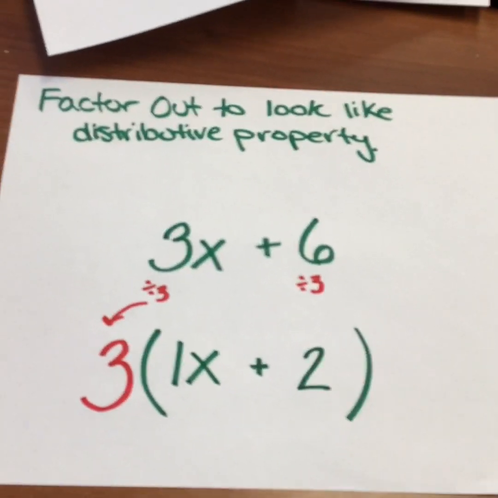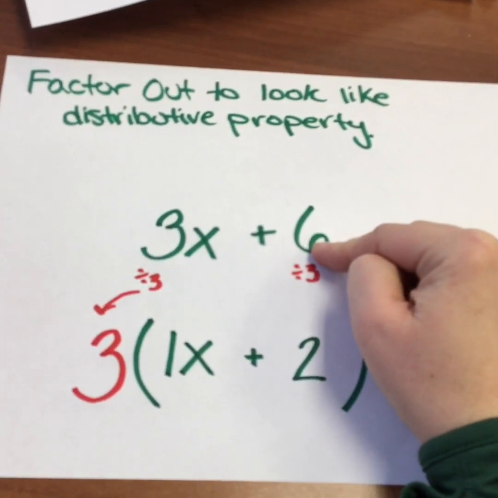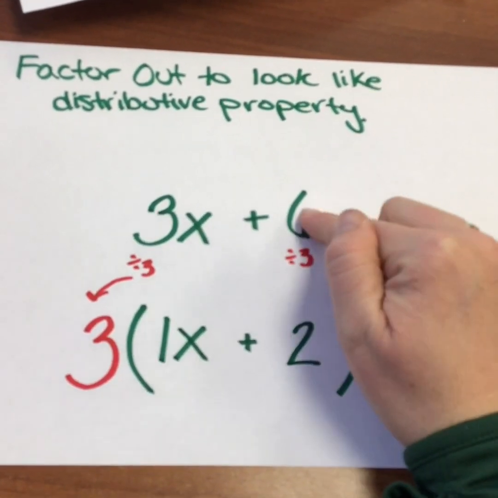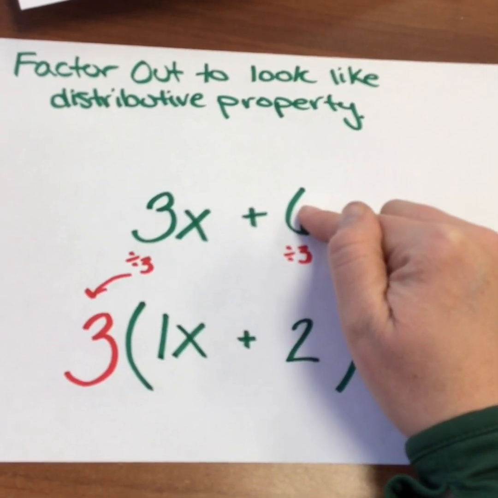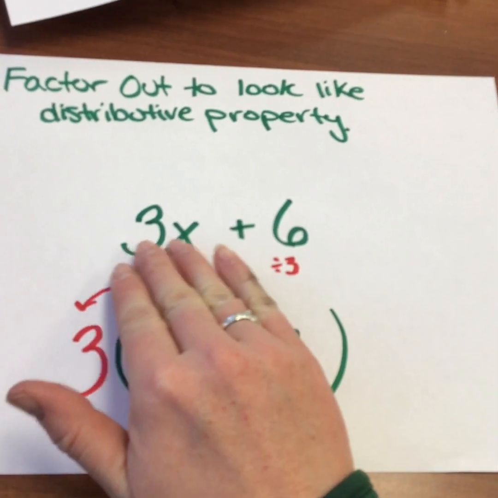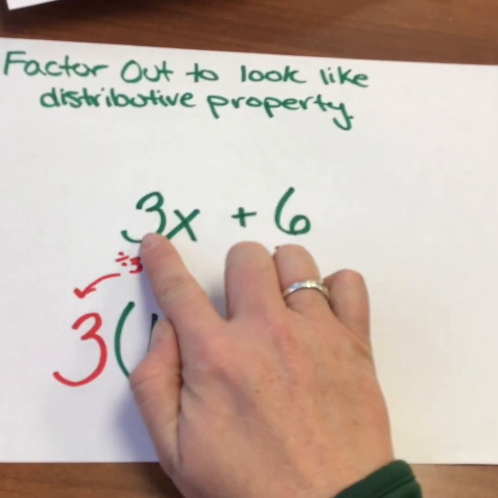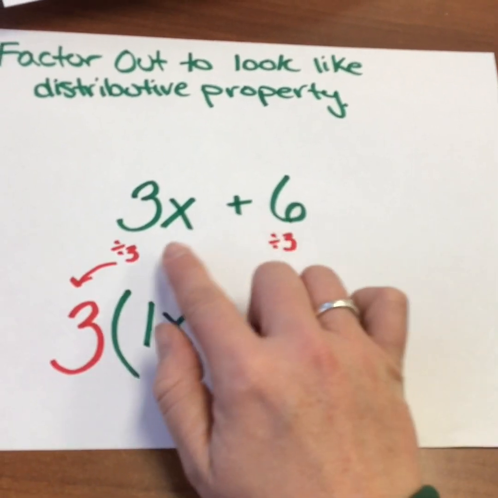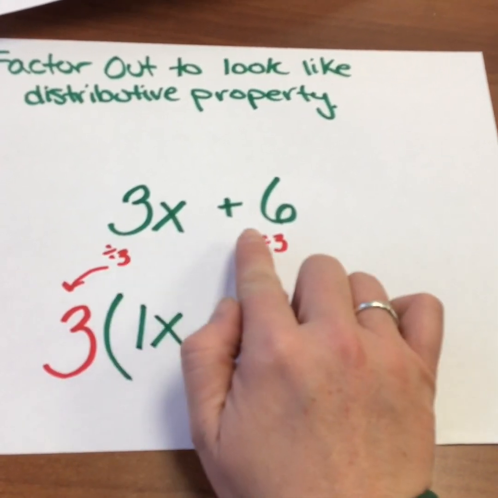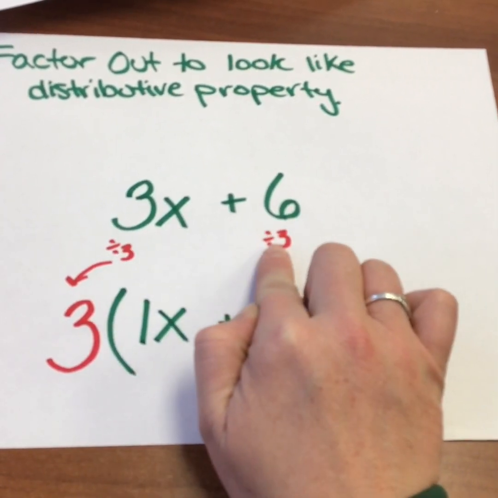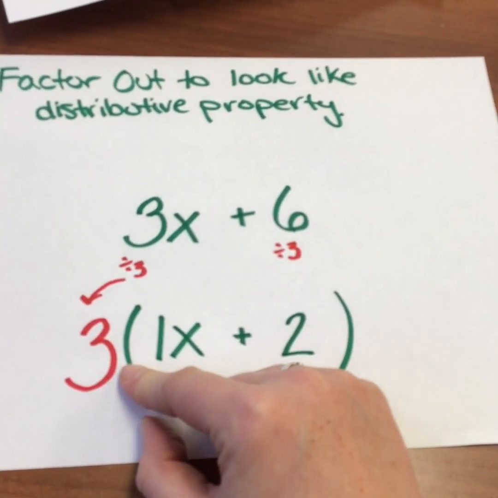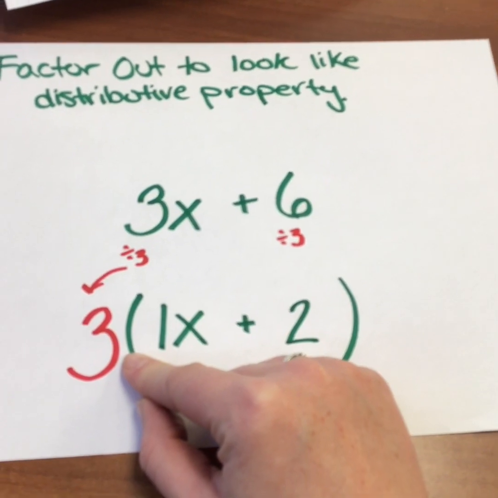You can also take an algebraic expression and go backwards and factor out so that you can make the expression look like the distributive property. So when you look at 3x and you look at 6, you know 3 and 6 are both divisible by 3. Well, whatever is the largest number that you can divide both of those by, you are going to pull that out and put that in front of the parentheses.